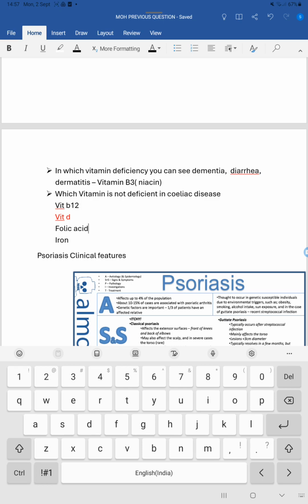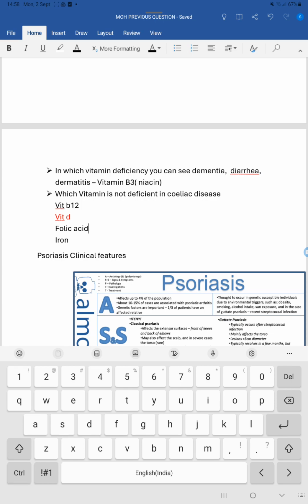You can get vitamin D deficiency, but not as much as vitamin B12, folic acid and iron, because vitamin D is produced from the skin, liver and kidney area. Okay, so because of that reason, vitamin D deficiency, that much you can't see in celiac disease.